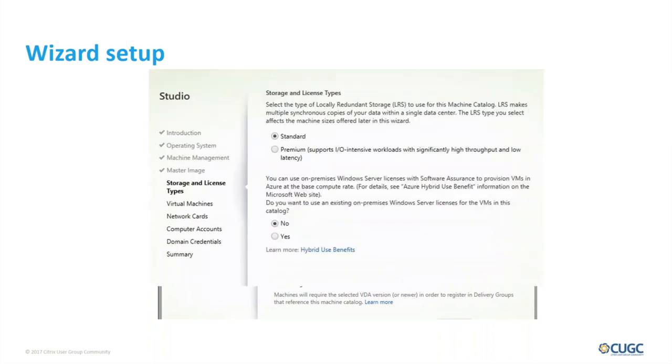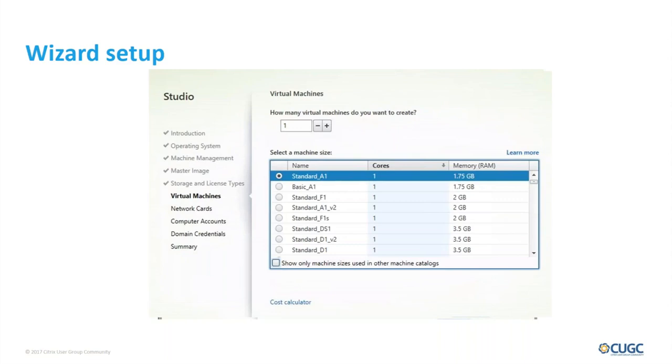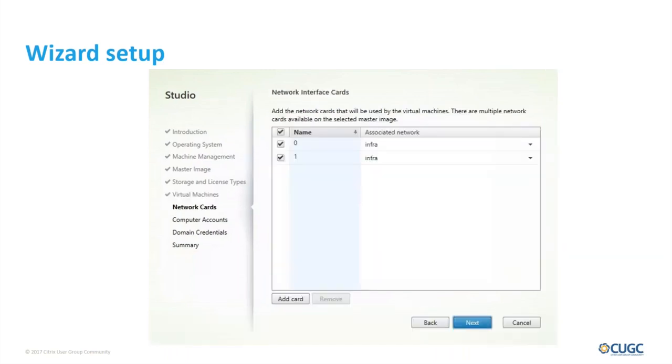Then you specify what type of storage you want to use, standard or premium, depending on the type of IOPS you want. If you want to use hybrid use benefits, specify that. Then specify the instance types. This is going to list out the different instance types that are available inside the specific region you are connecting to from Azure. And then you can also specify the network setup, how many network cards and what type of subnet they should be attached to.